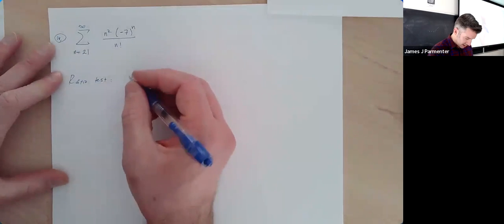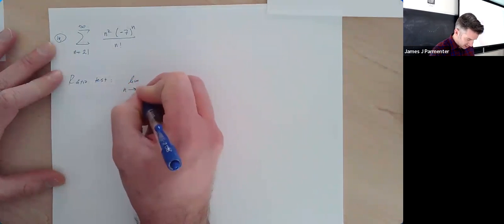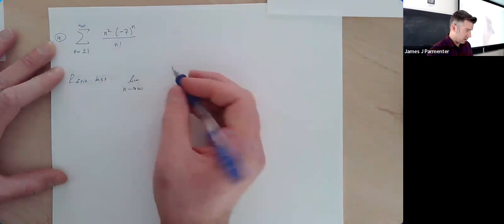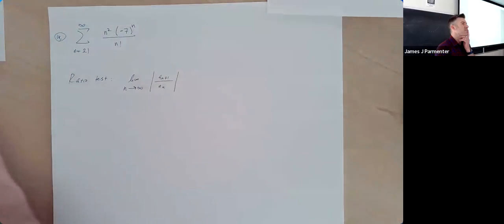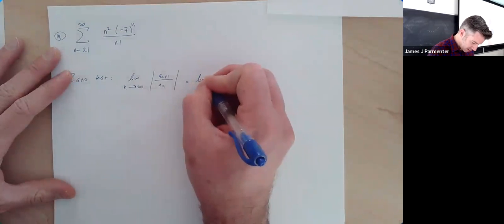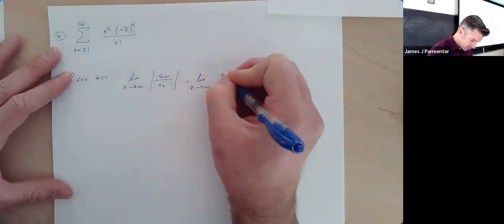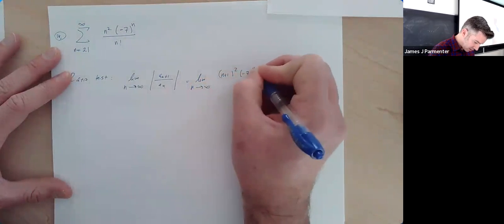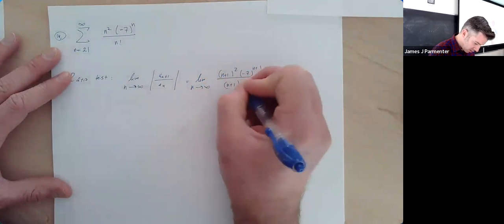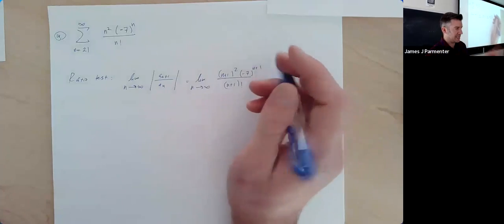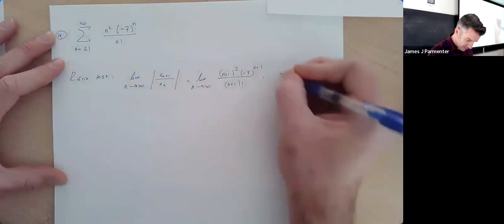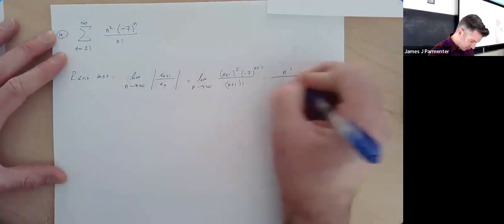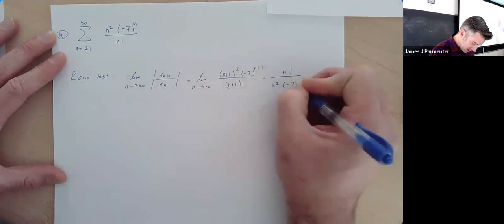So if I start taking the limit as n goes to infinity of this expression, a_(n+1) over a_n, in absolute value. Interesting. Okay, so we're going to get a limit as n goes to infinity of (n+1) squared times (-7)^(n+1) over (n+1) factorial. Mine's going to turn out not quite as nice as theirs because I made an n squared. That's all right. And then flip it: n factorial over n squared times (-7)^n.